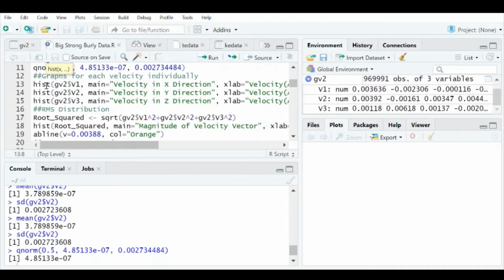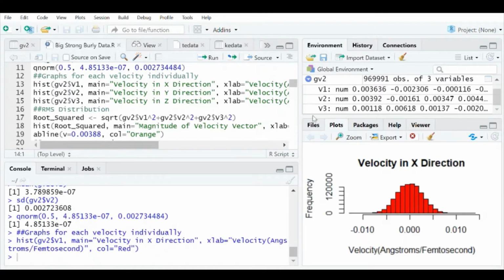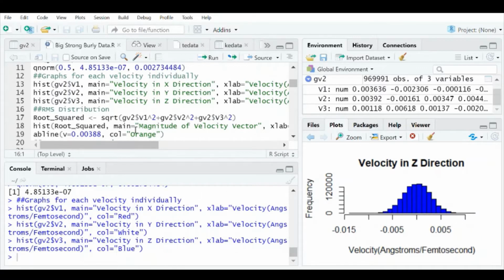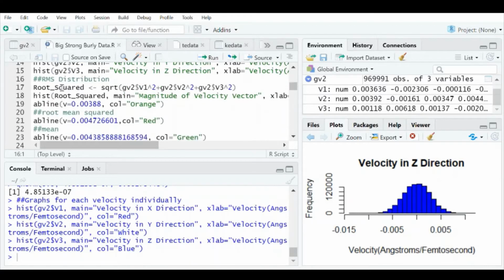Additionally, RStudio can be used to visualize different data. For instance, here, I've created a histogram to visualize the velocity in the x direction, the velocity in the y direction, and the velocity in the z direction, displayed in red, white, and blue because this is America. As you can see, the distribution for all these velocities is approximately normal, which hints to the idea that we could have a Boltzmann distribution of speeds.